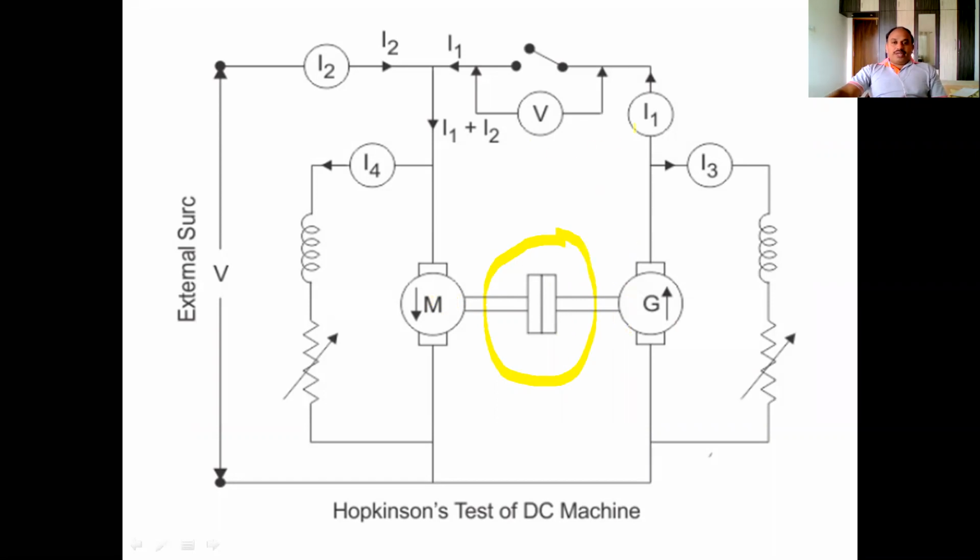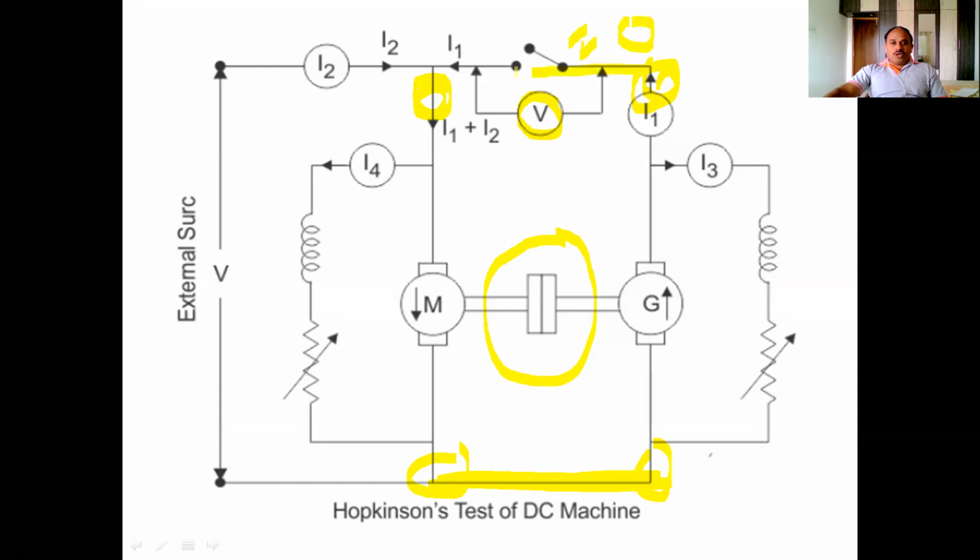Next, both machine terminals are connected. This is the terminal of the generator, and this is the terminal of the motor. Both are electrically connected. Here your voltmeter is connected. That voltmeter measures the voltage difference between the motor and generator, or external source and generator.